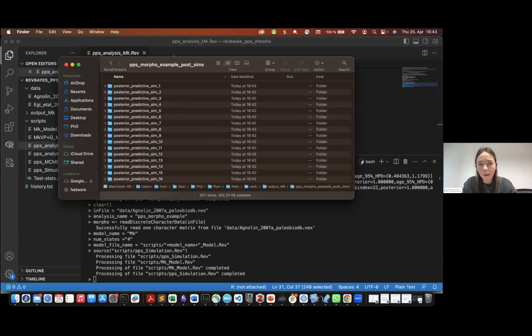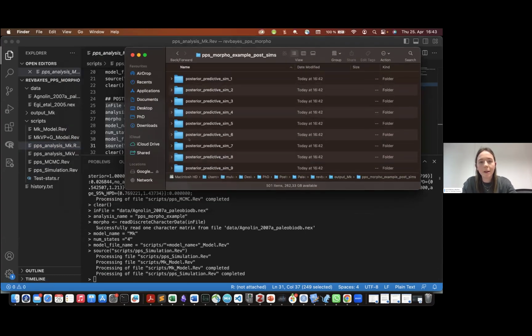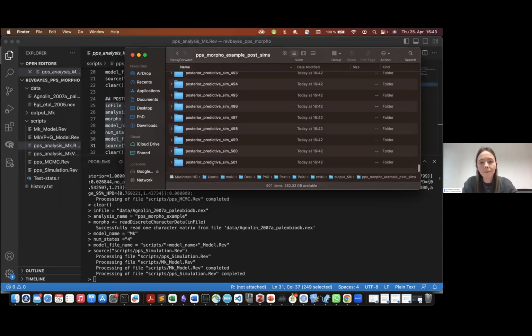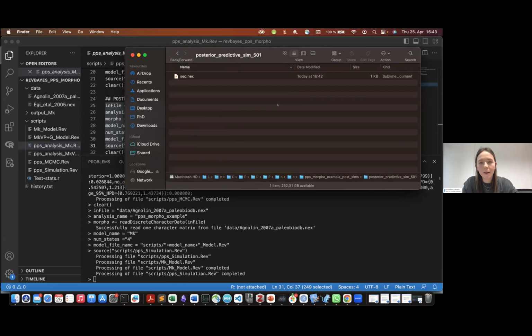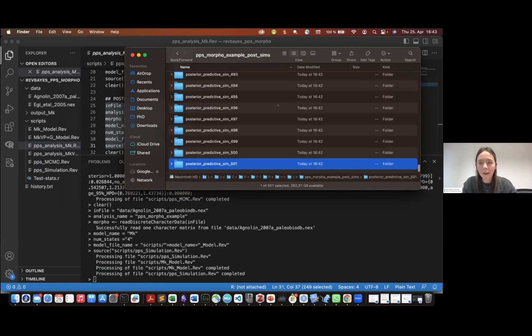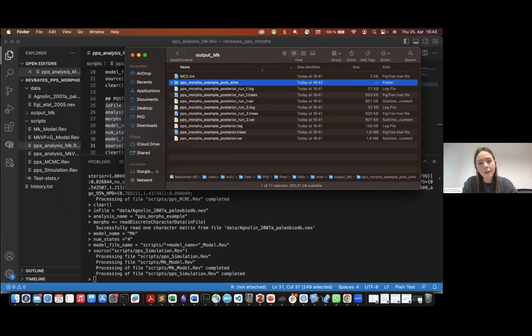yep, and then we get this file, sorry, I can't make it any bigger, which has 500, probably 501. And then we'll have a data set that has been simulated for this model.